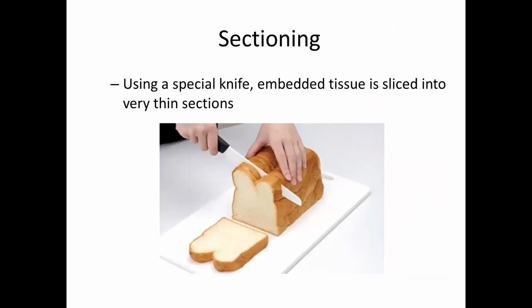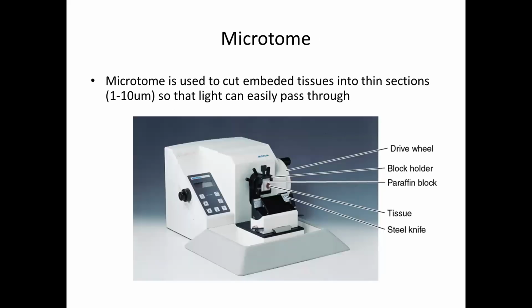So this slicing, we call it sectioning, and we use a special knife to section this embedded tissue into very thin slices, very thin sections. So the technical term is sectioning. So how do you section? You use what is called the microtome. The microtome is used to cut the embedded tissue into thin sections, 1 to 10 micrometers. Usually we aim for about 2 micrometers, which is the easiest thickness to get.